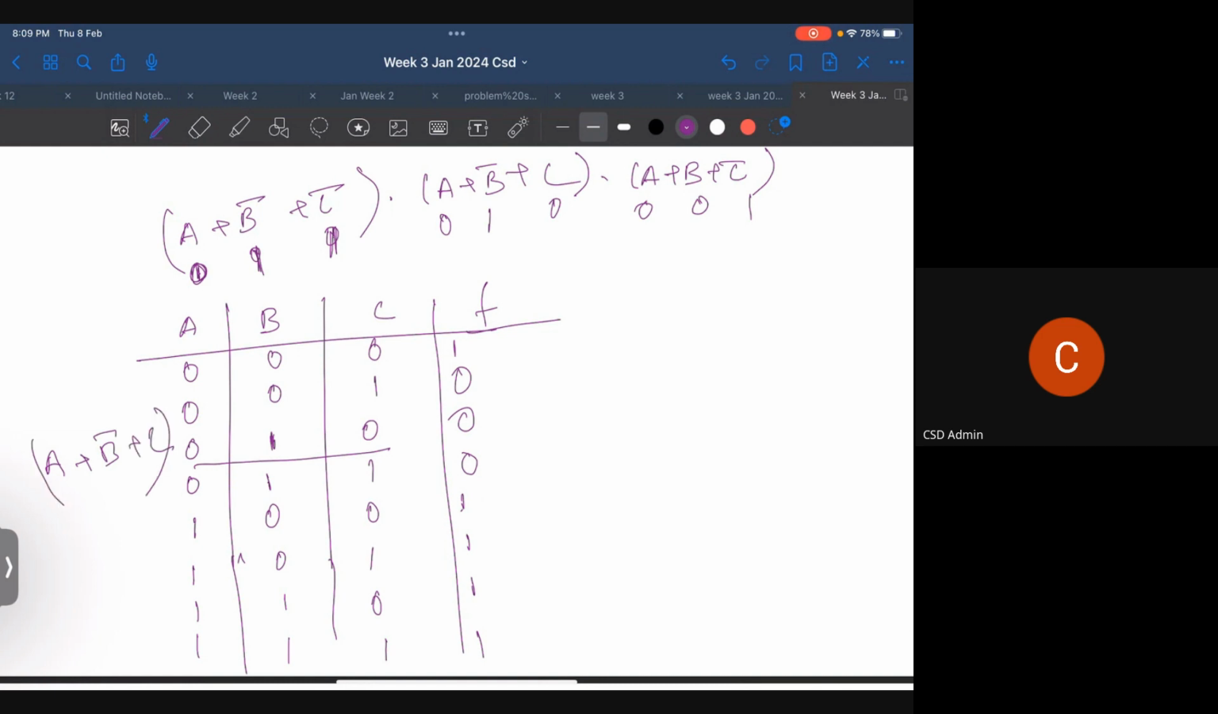So now you are getting the SOP, then you can simplify easily, or you can multiply also that. After the multiplication, you also get the minimized expression.